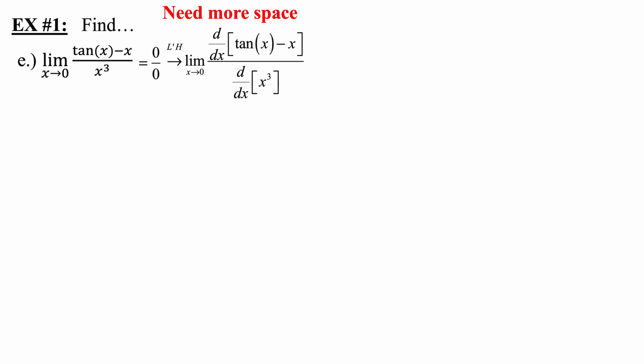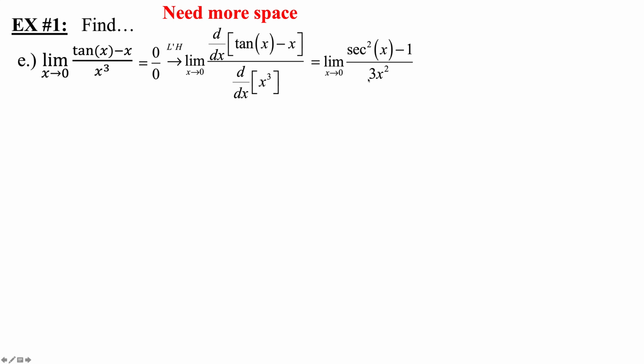Oh, I can see why we need lots of space. We're going to have to do L'Hopital's rule, take derivatives of this x cubed until we can get that all the way down to a constant. So there's going to be a lot of derivatives going on here. On the bottom, that's going to be 3x squared. The derivative of tangent of x is secant squared x, and the derivative of x is 1, so minus 1.